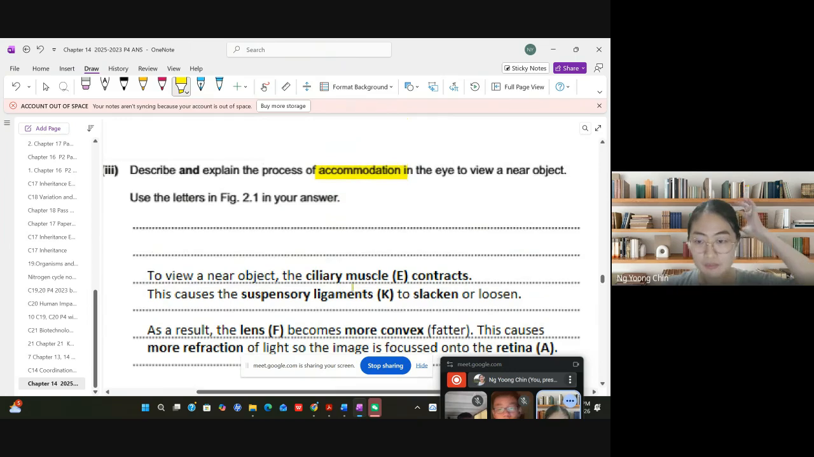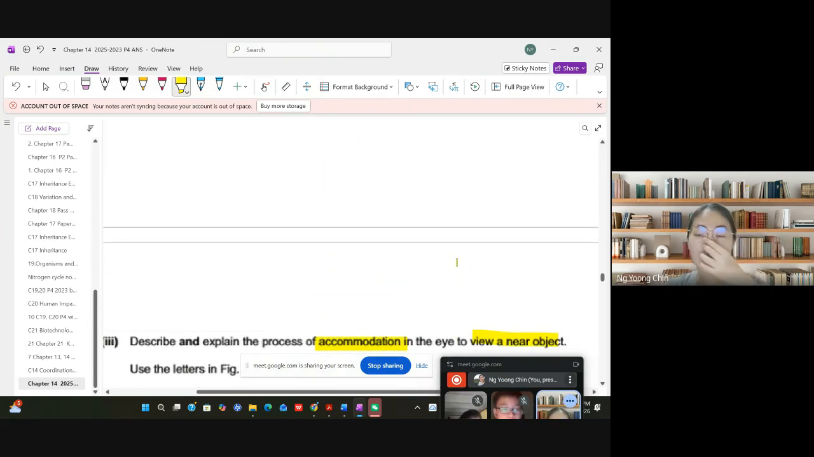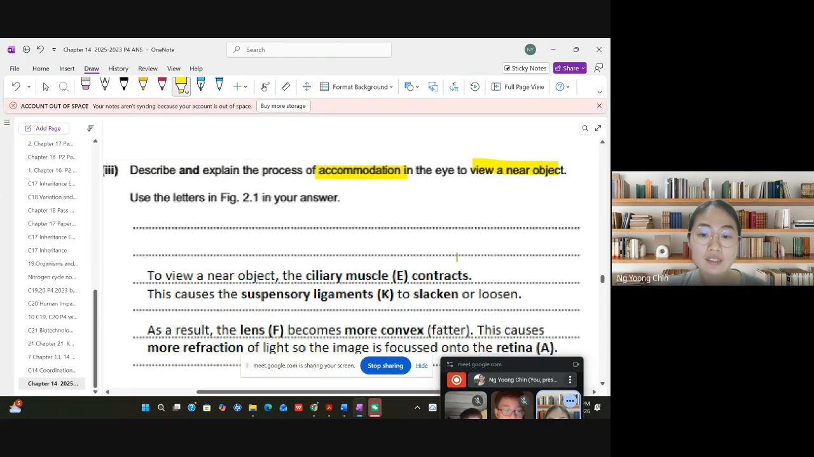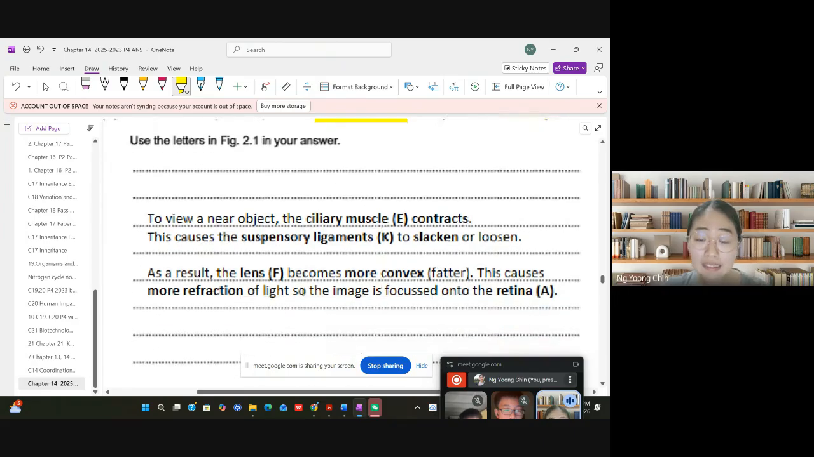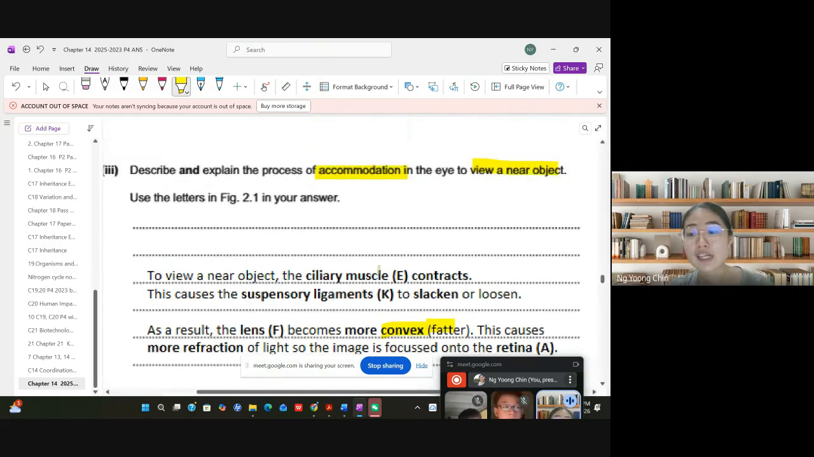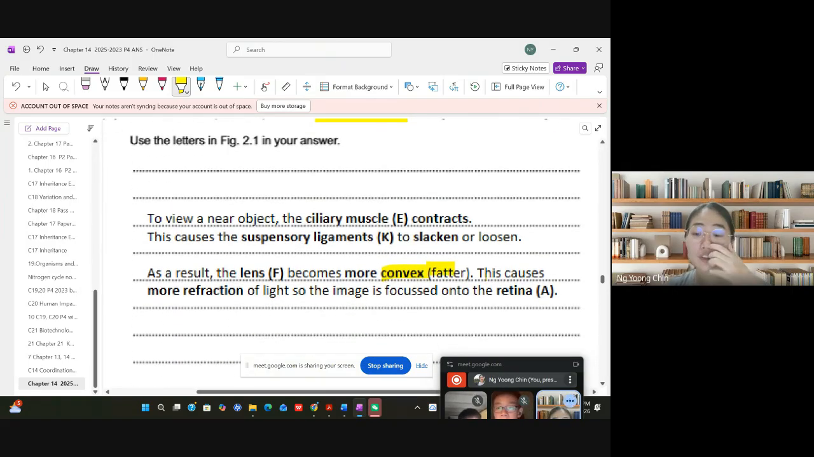So that's why if you want to view a near object, what happens to the lens? Your lens needs to become very thick or very thin? The answer is your lens will become more convex, which is very thick. 增加这个厚度, become fatter. Because of what? Because you are viewing the near object, so you should have more refraction of light. If your lens increases in thickness, it can allow more refraction of light.